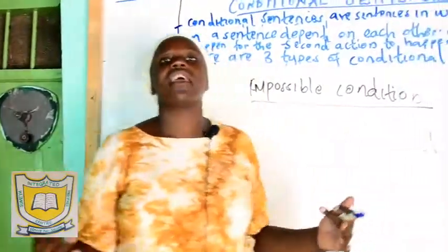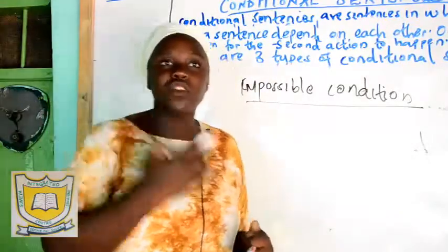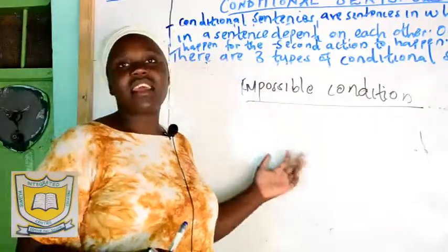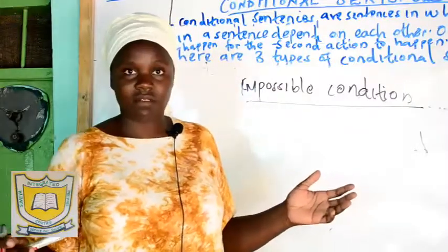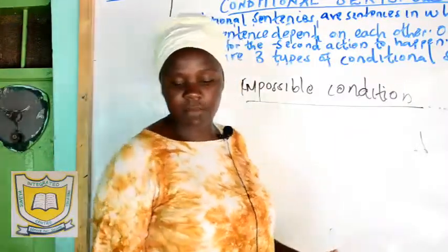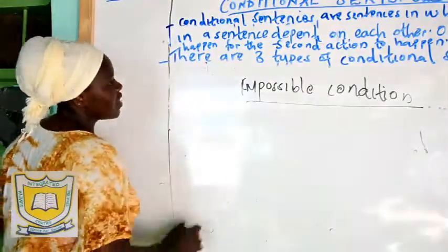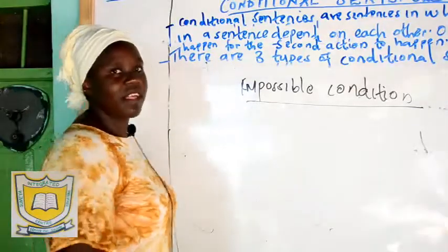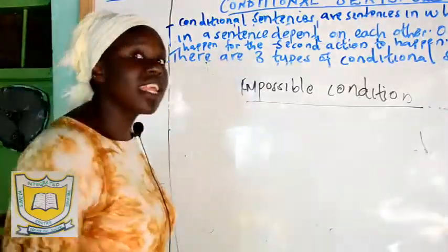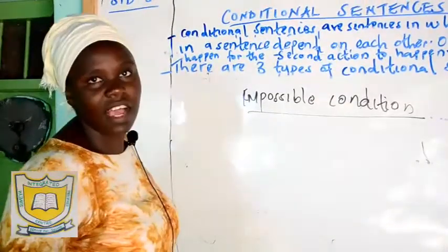And why aren't they going to take place? Because the chance or the opportunity that presented itself for these actions to take place is no longer available. It is formed by if plus a past perfect plus would have. So we are going to say the impossible condition: actions in this sentence cannot take place. Why? Because the opportunity that presented itself for these actions to take place is no longer available.